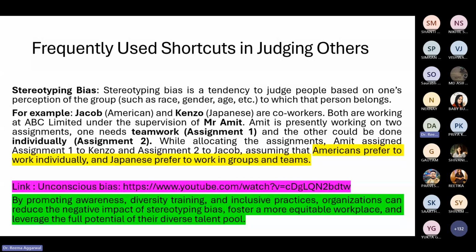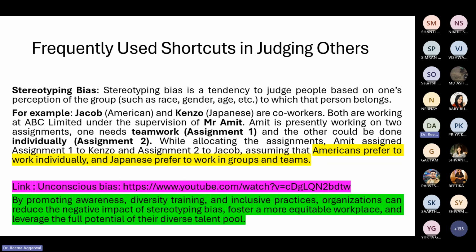So by promoting awareness, diversity training, and inclusive practices, organizations can reduce the negative impact of stereotyping bias. So there is a need for an equitable workplace. To leverage the full potential of the diverse talent pool, it is important to reduce this bias.